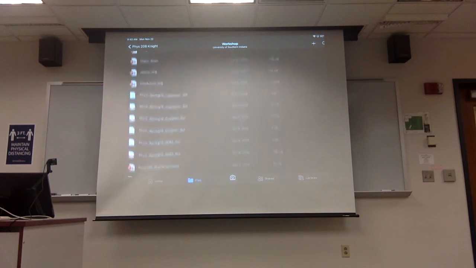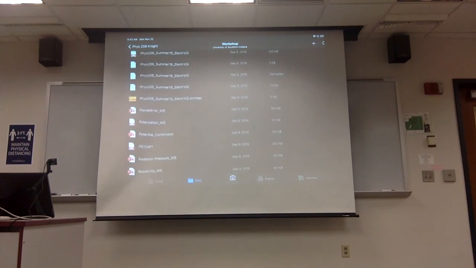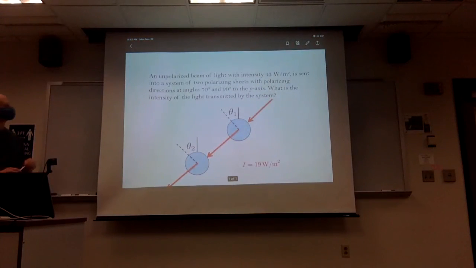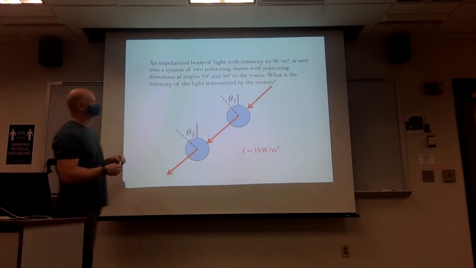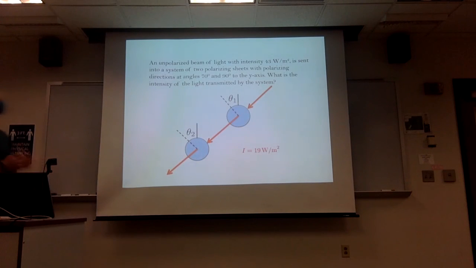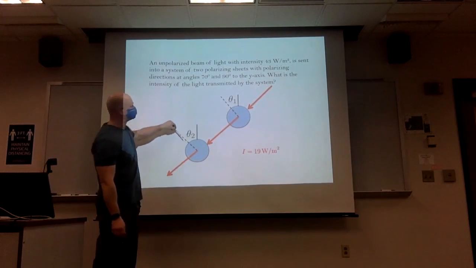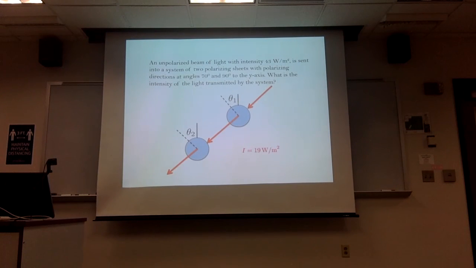And the last one is actually just a polarization one. So similar to what we just did. So this is actually just two polarizers. So we have unpolarized light initially, which has an intensity of 45 watts per meter squared, is sent into two polarizing sheets with directions. So this one is 70 degrees, this one is 90 degrees to the y-axis. So what is the intensity of the transmitted light?